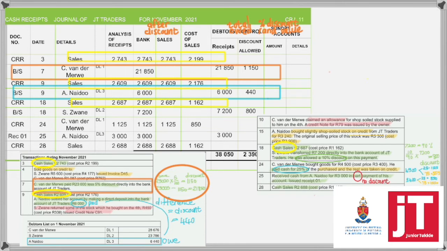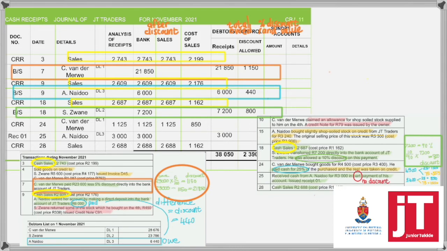Then we have another cash sales transaction, quite straightforward, on the 18th, and this is the little block to your right now. Then on day 18 as well, Zwane paid his account 7,200 Rand by depositing directly into our account, and he was allowed 10% discount. So he paid 90%. That's the 7,200. And then working back, we get the 800 Rand discount.